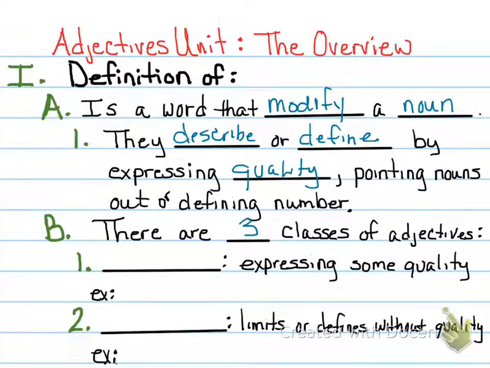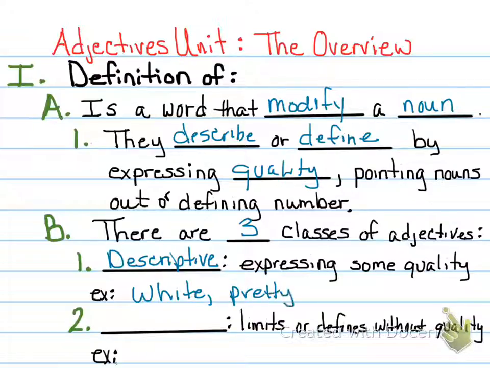There are 3 classes of adjectives. The first class we're most familiar with are the descriptive adjectives. Those express some quality of a noun. So words like white or pretty, plentiful, good, and you can think of several others.